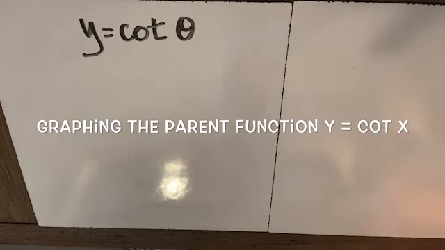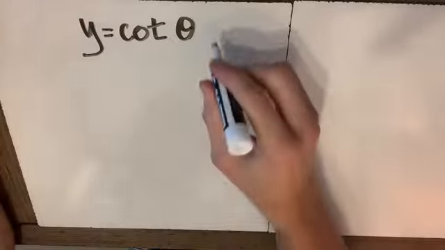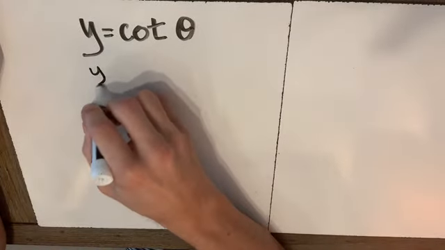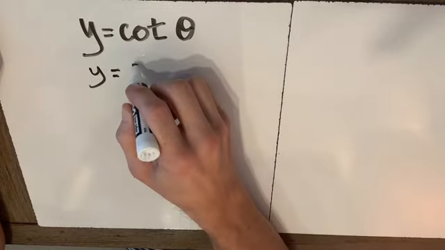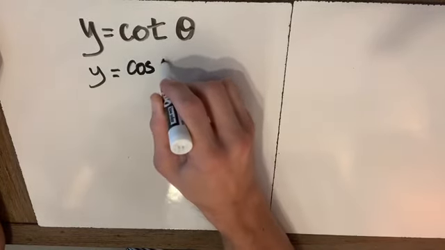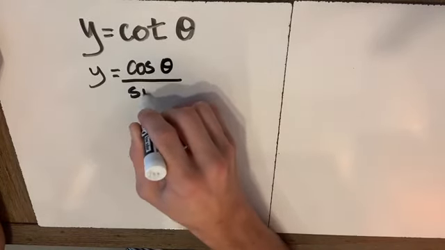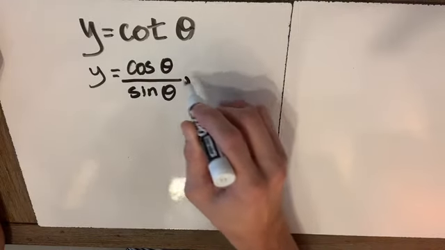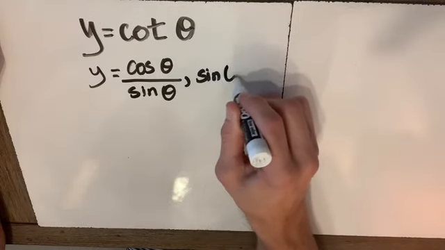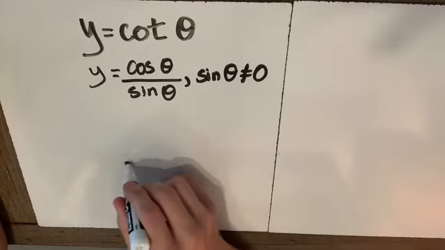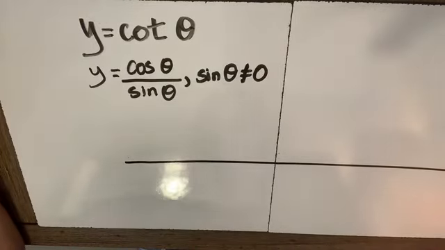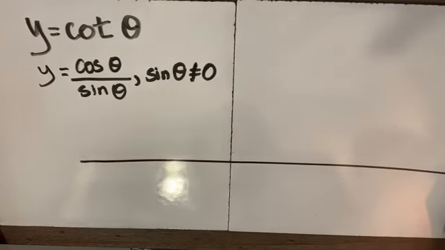Let's consider what the parent function of y equals cotangent theta looks like. Well, we know that cotangent by our quotient identities is cosine theta over sine theta. So we know also that we can't divide by 0. So sine has to be 0. Well, let's consider our sine function.